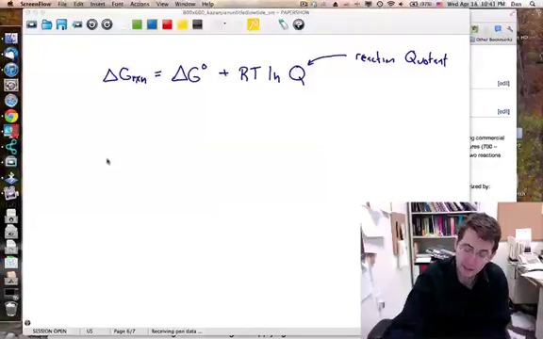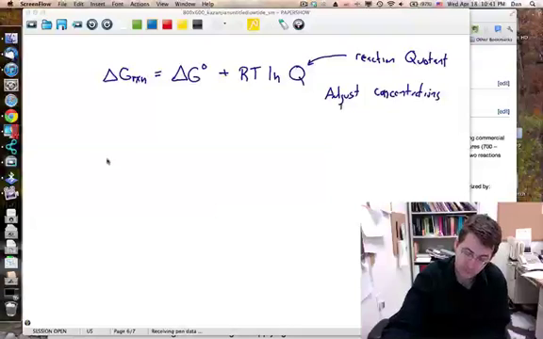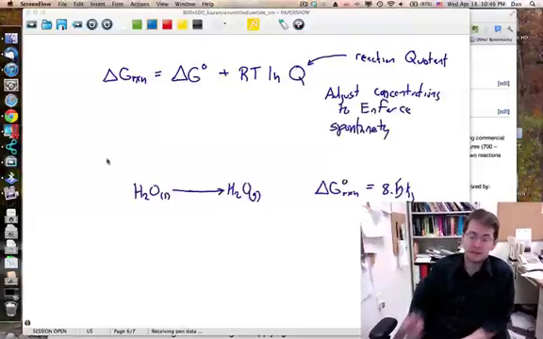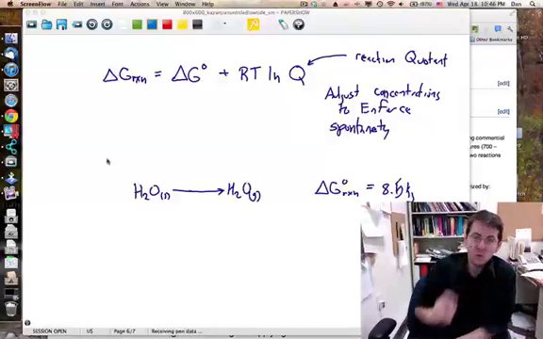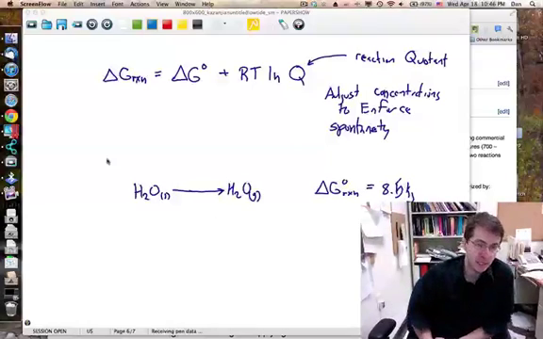So basically we can adjust the concentrations. We can use this non-standard state condition to actually predict minimum concentrations or maximum concentrations that would be needed to cause a reaction to be spontaneous. So for instance, water boiling.